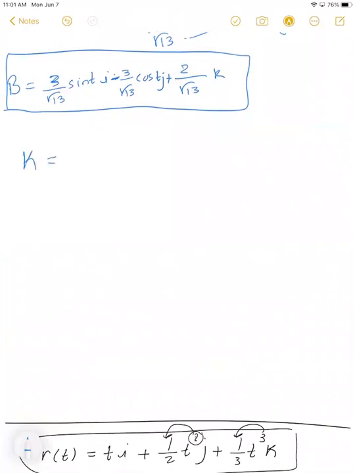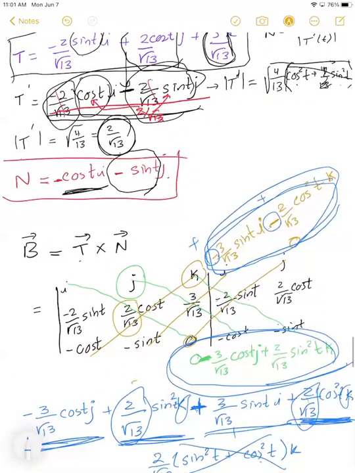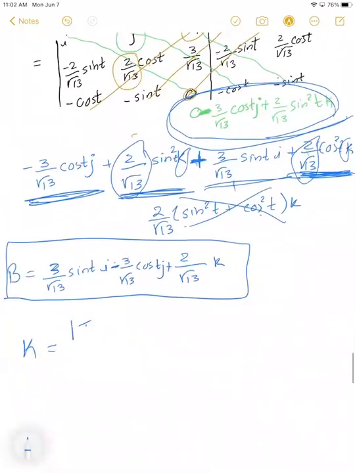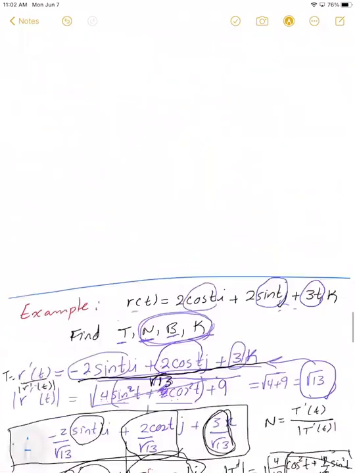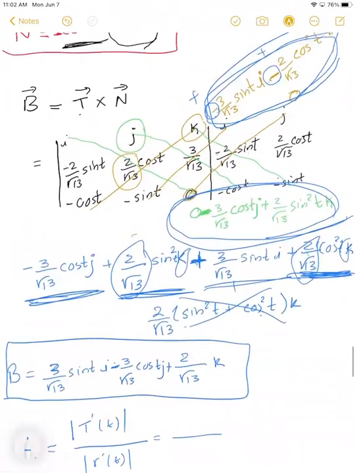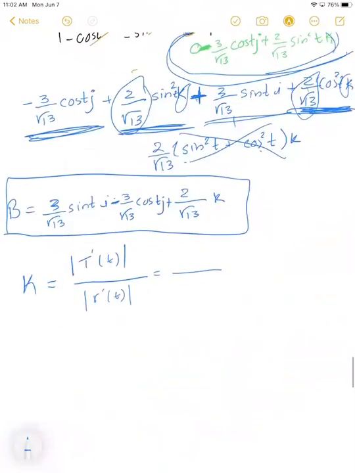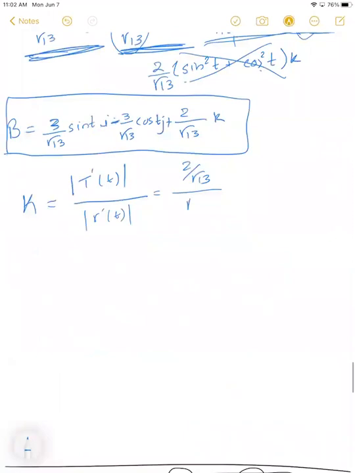For kappa, I could use the magnitude of T prime, because I found T prime and I have its magnitude. So the formula is the magnitude of T prime over the magnitude of r prime. And I have both of them. The magnitude of T prime is 2 over the square root of 13. The magnitude of r prime is the square root of 13. To calculate this fraction, I can just go 1 times 2 is 2, the square root of 13 times the square root of 13 is 13, and that is the value of the curvature. So curvature is 2 over 13, which is a scalar.